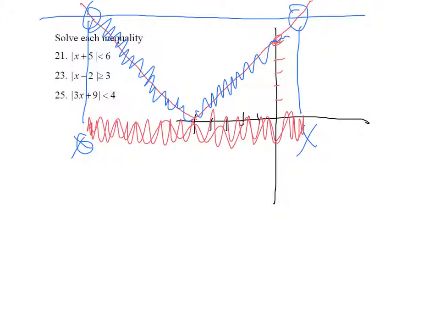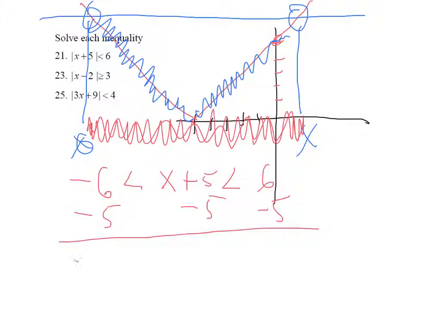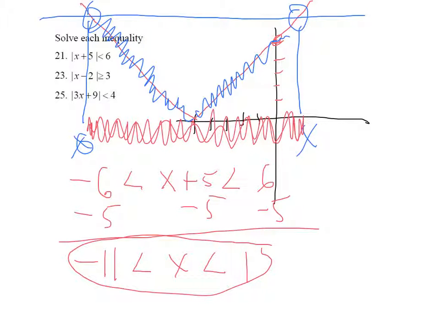Just like with an equation, remember how we made one be equal to the negative, one be equal to the positive? Well, here we could write two inequalities, or I'm just going to write one because this is an in-between graph. I'm going to say negative 6 is less than x plus 5, which is less than positive 6. Then I can solve it by subtracting 5 from all three parts. So negative 11 is less than x, which is less than positive 1. So that is the range where this function is below that line, y equals 6.